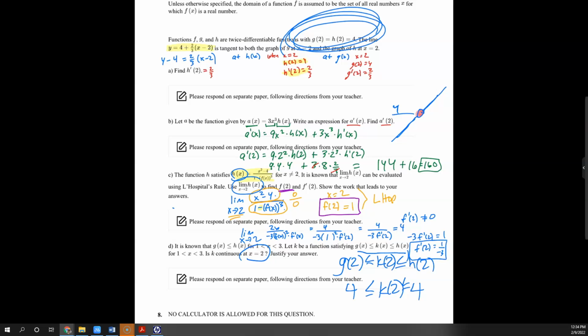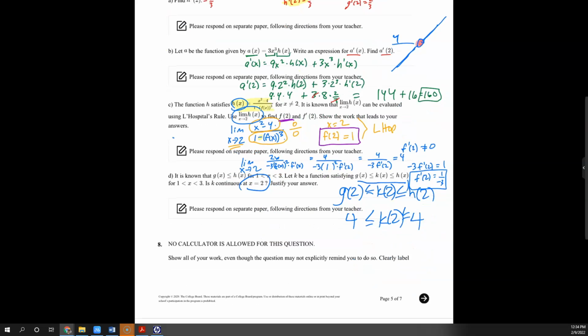If I'm not mistaken, I think that's something called the Squeeze Theorem. Because it squeezes it. If this one's going to 4 and this is going to 4, it squeezes it. So if that's true, then K of 2 equals 4. Therefore, K is continuous. And then you get a point for that one, because there's a value there. There's actually a point value.